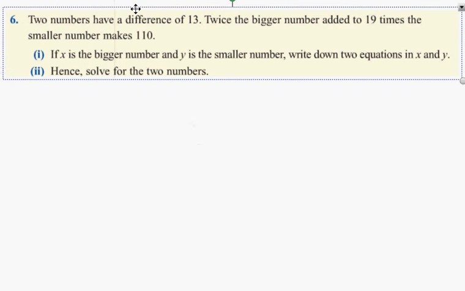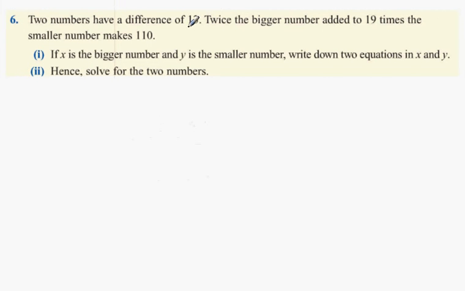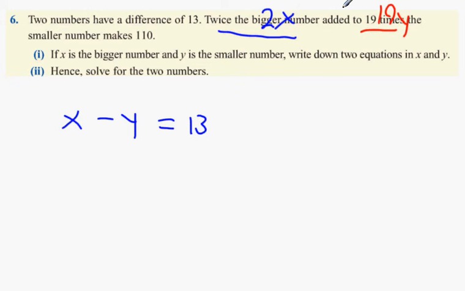Okay, two numbers have a difference of 13. The difference: let x be the first number, take away the second number, you get 13. Twice the bigger number is 2x, added to 19 times the smaller number, that's 19y. Adding them equals 110. So you're going to get 2x plus 19y equals 110.